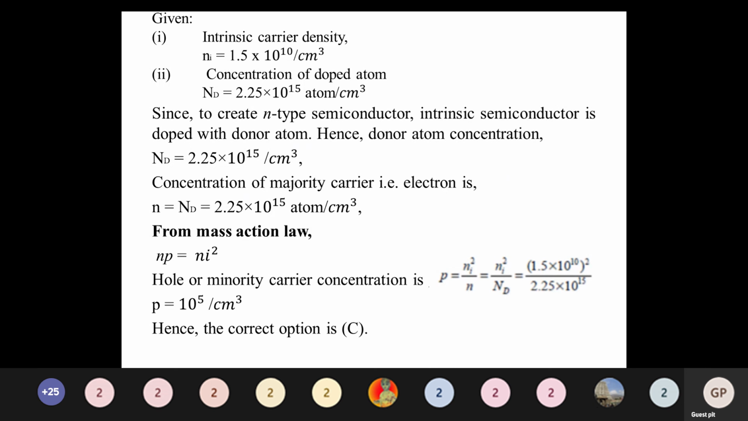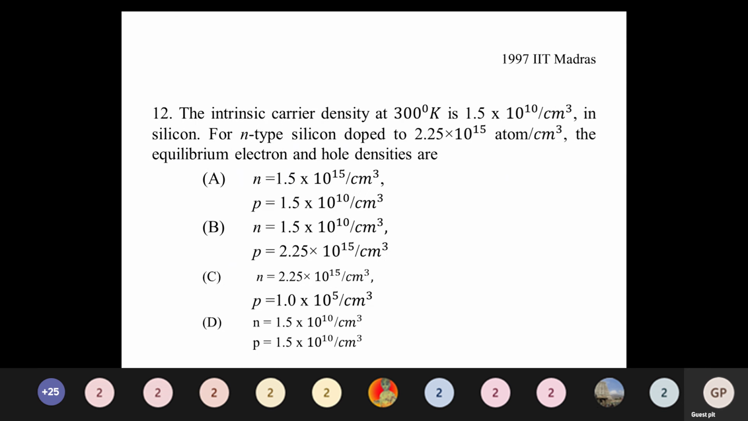Equilibrium condition is given, so we can consider the mass action law, np equal to ni square. Here we want to find the minority carrier concentration, that is the hole concentration. So p is equal to ni square divided by n. Everything is given in the problem itself, so we simply substitute and get the answer. So our option is option C. n is given in the problem, p we just found, so that is the answer.